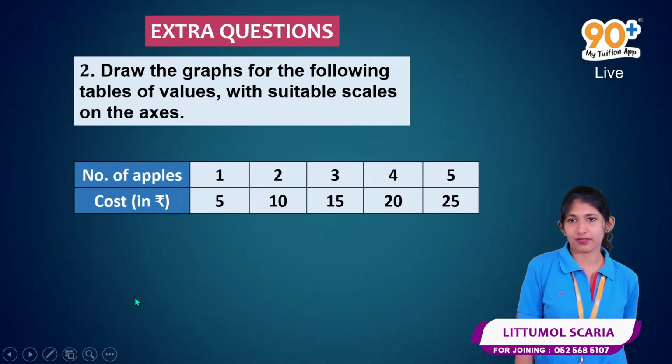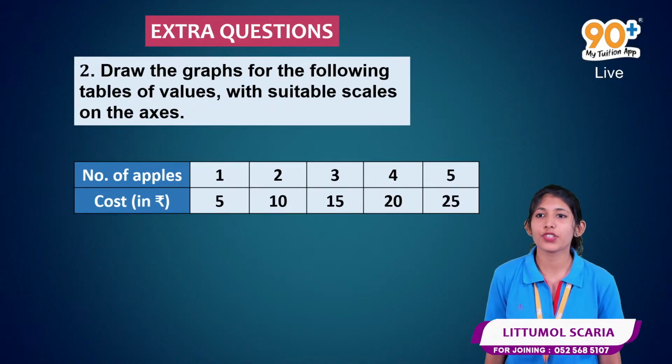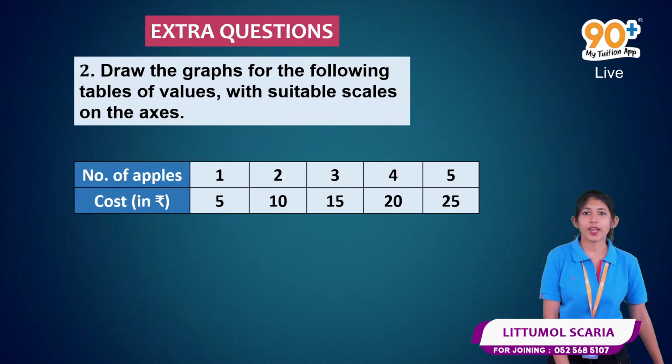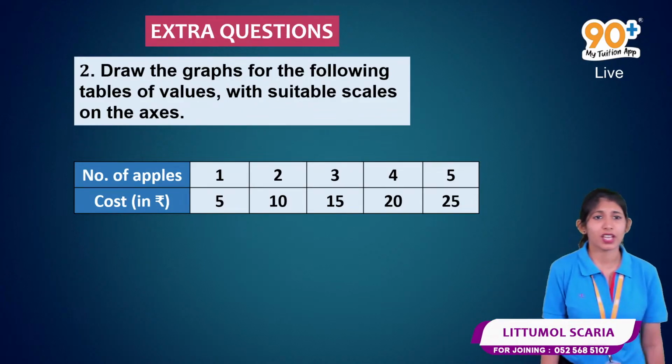Now one more question. Two questions. Draw the graphs of the following tables of values. One table only. Use suitable scales on the axis. Number of apples 1, 2, 3, 4, 5. Cost in rupees 5, 10, 15, 20, 25. Quite simple.